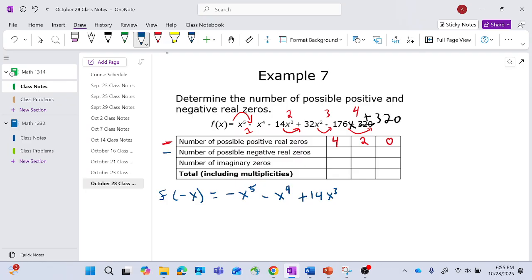All right, so after 14x cubed is a 32x squared. Well, x squared is positive. It's a 2 for the power, so it doesn't change signs. Then negative 176x, that's x to the 1st power. It's odd. It becomes a positive 176x. Sorry, 176x. And then plus 320.